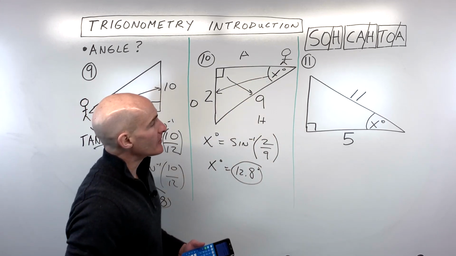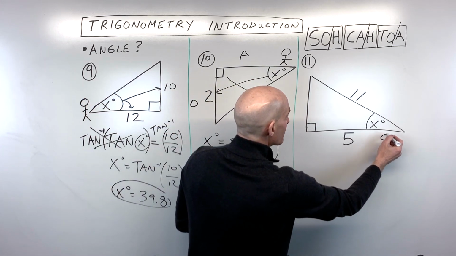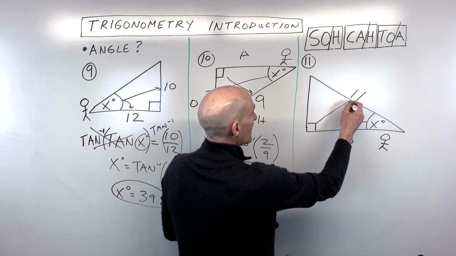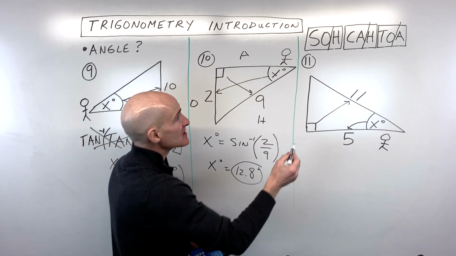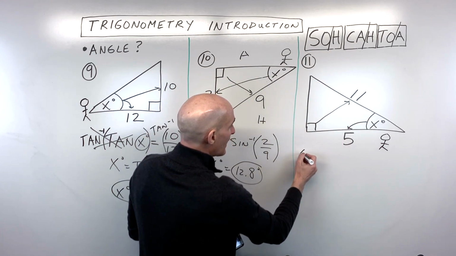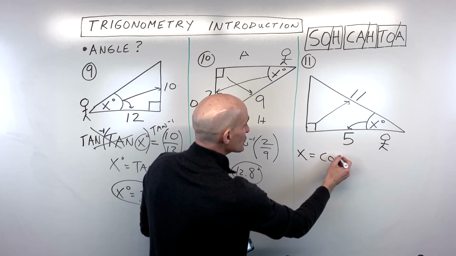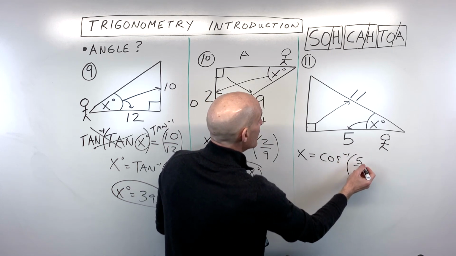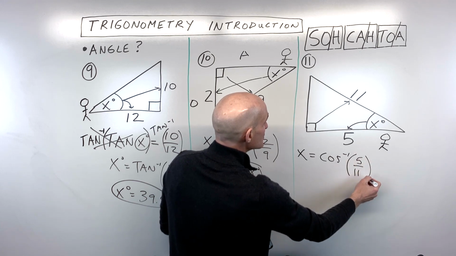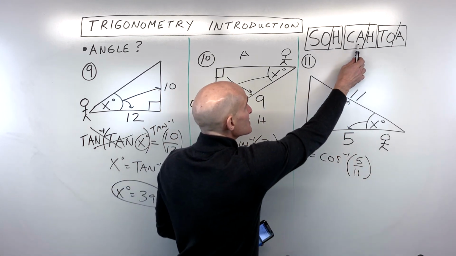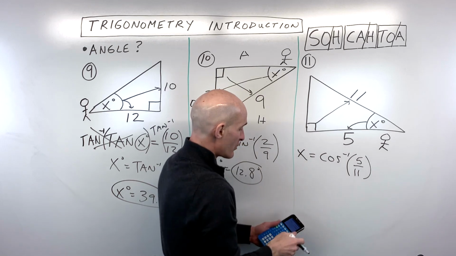And then number 11, again, we're going to position ourselves at the angle, and it looks like we have the adjacent side and the hypotenuse. And you can see adjacent and hypotenuse, that's our cosine. But because we're solving for the angle, we're going to use our inverse cosine, or our cosine inverse of adjacent over hypotenuse. Now remember, the ratios are still the same. Just because you're doing the inverse, you're still going to do second over third, second letter over third.